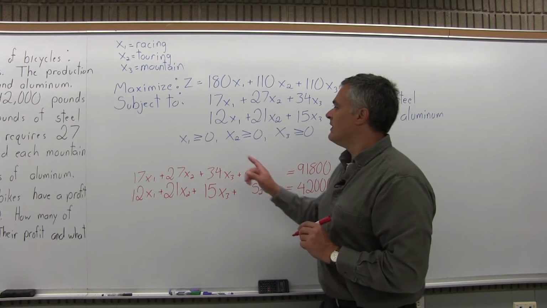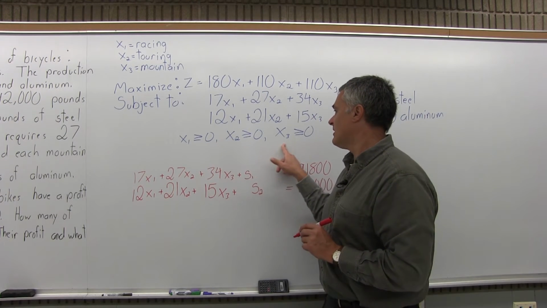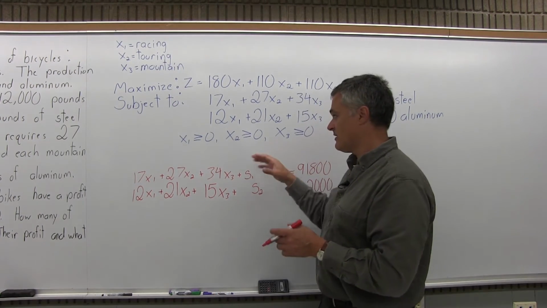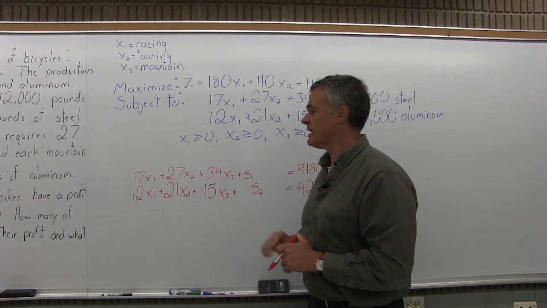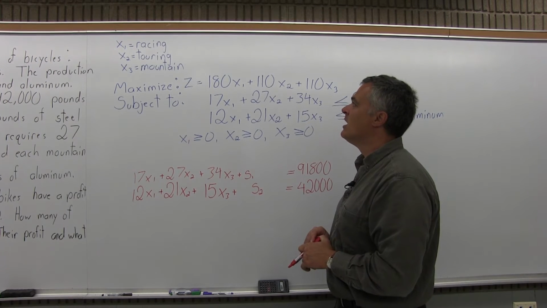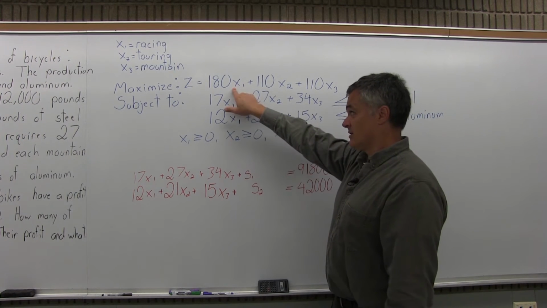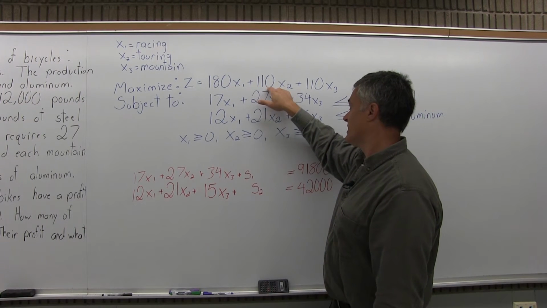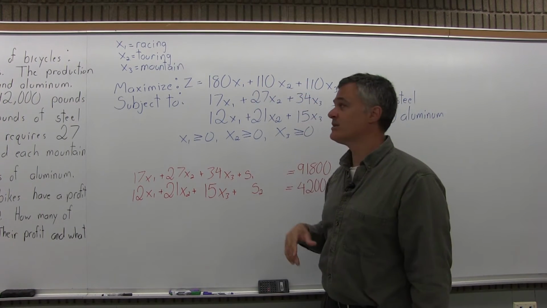Now, the next bunch of constraints with the greater than or equal to 0 do not have to go in my matrix. I should see that they're there. I see them. I'm all set with them now. They don't have to go into the matrix. But the object function needs to go into the matrix. The maximize z equals 180x1 plus 110x2 plus 110x3. That has to go in the matrix.